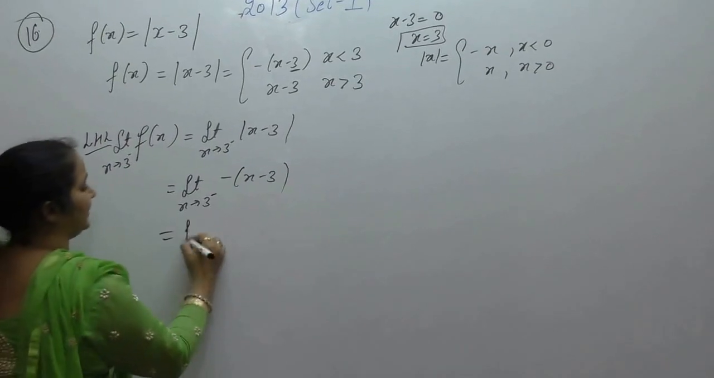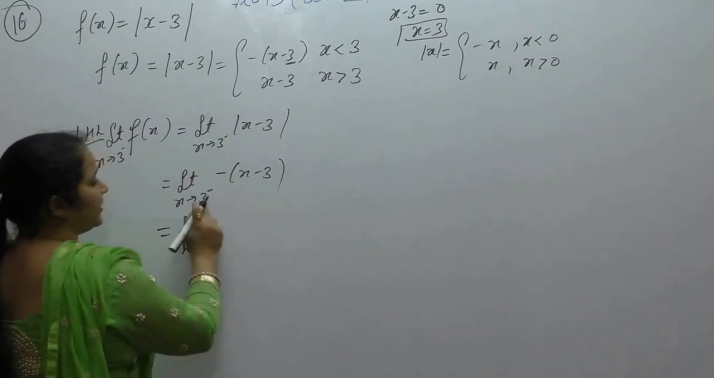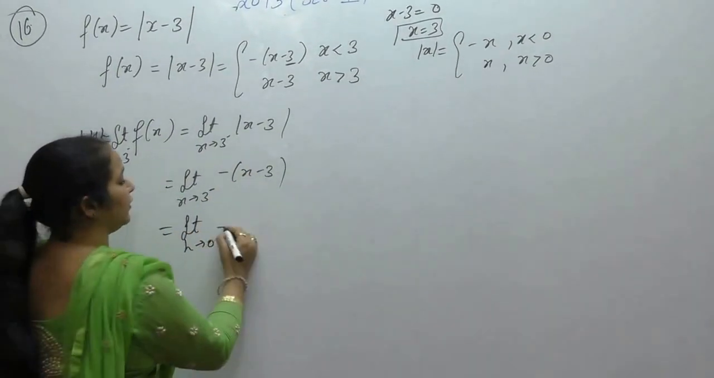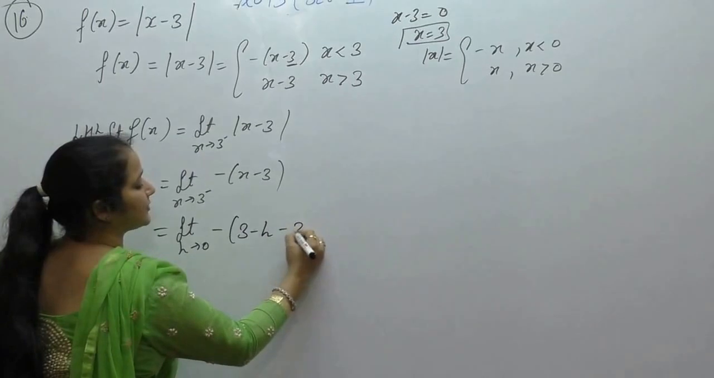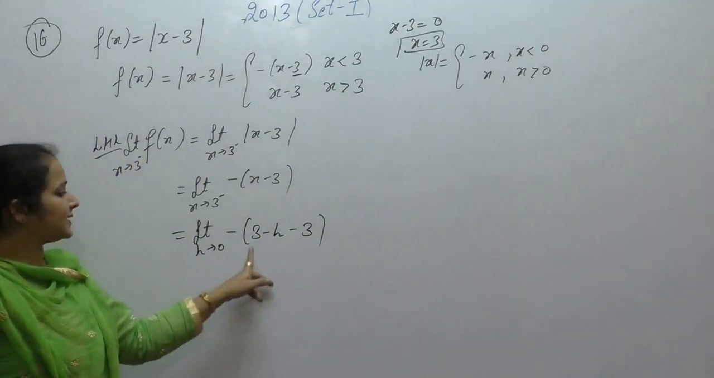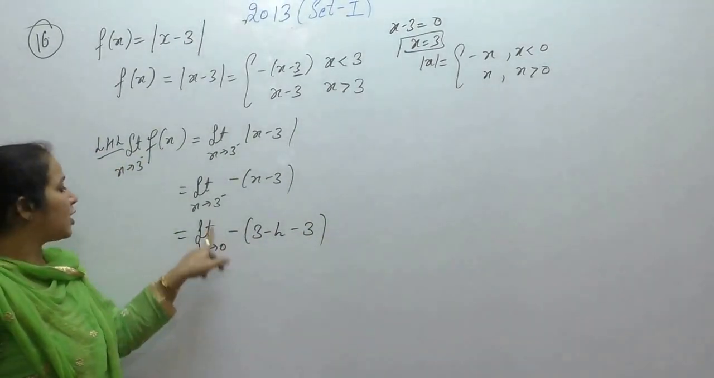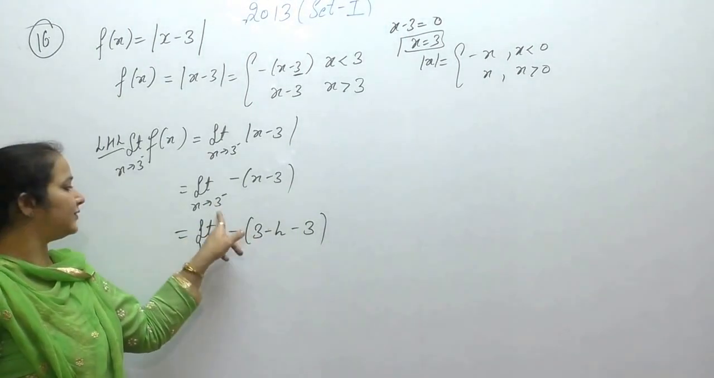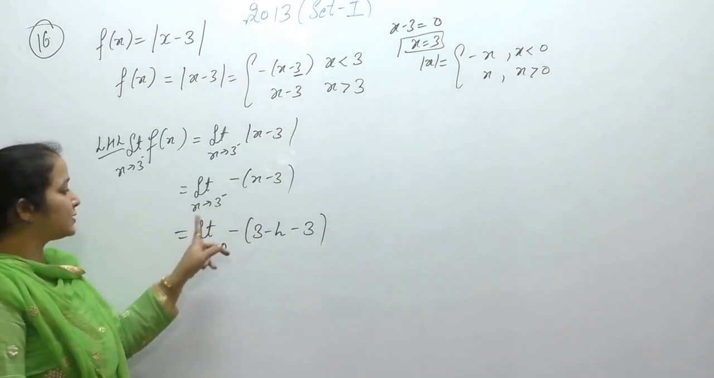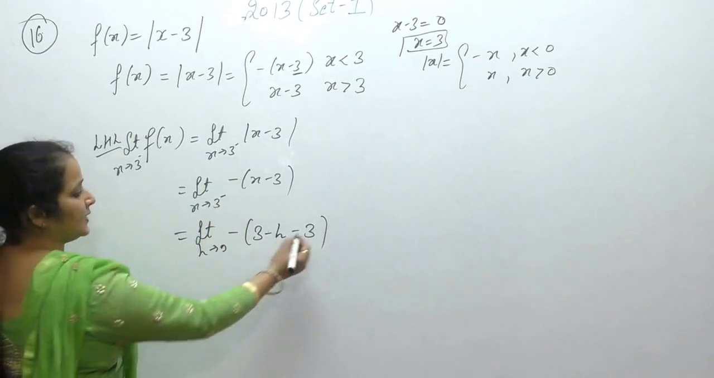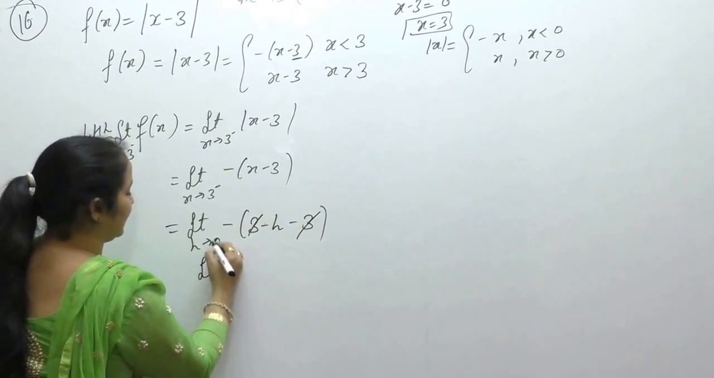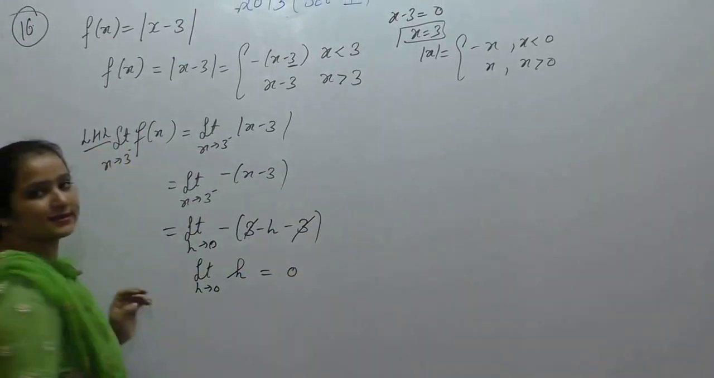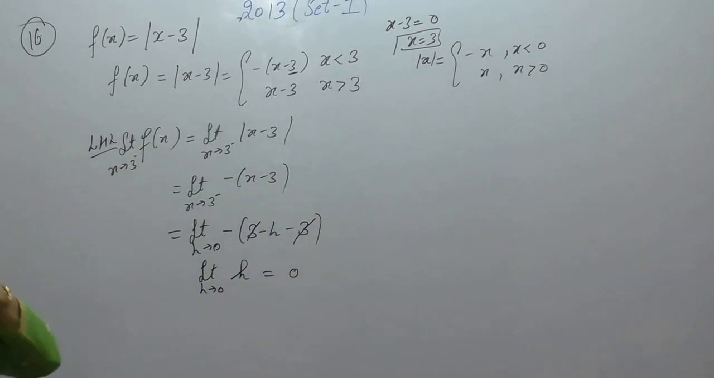Now put the limit h tends to 0. When the function has negative limit, then instead of x we will put 3 minus h. If positive, then we will put 3 plus h. Because here we have the term 3, therefore we are putting 3 minus h. If there is 0, then 0 minus h. So on 1, then 1 minus h. Now negative 3 it will cancel. Limit h tends to 0, minus minus plus h. So the answer is 0 for the left hand limit.